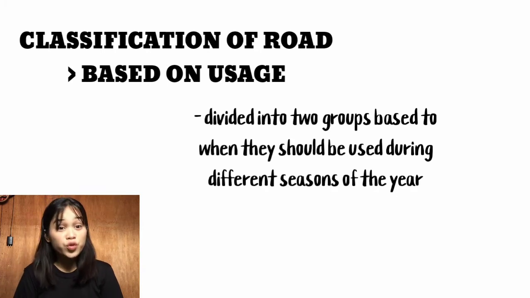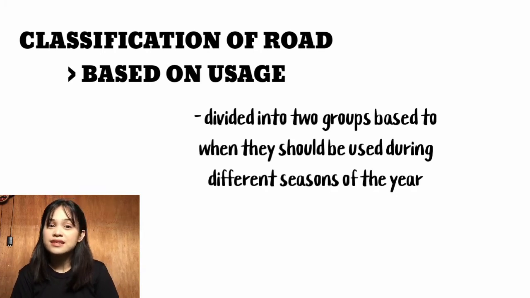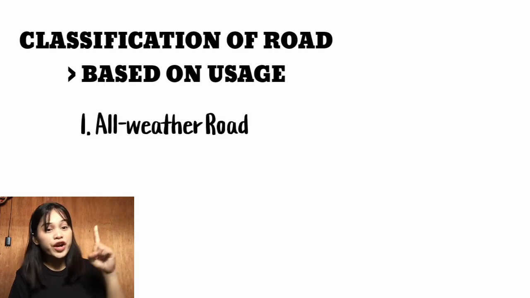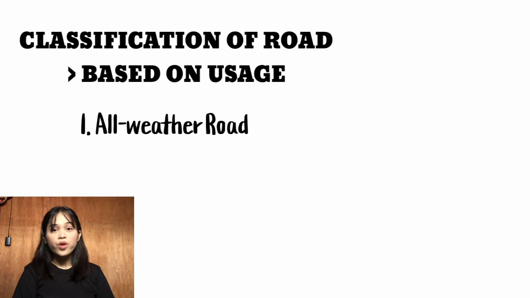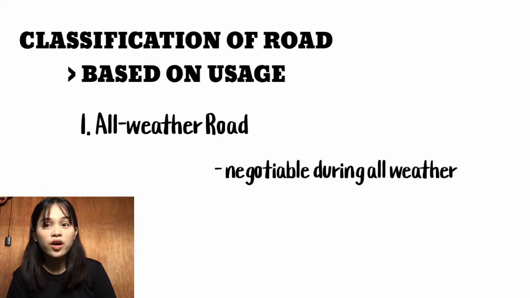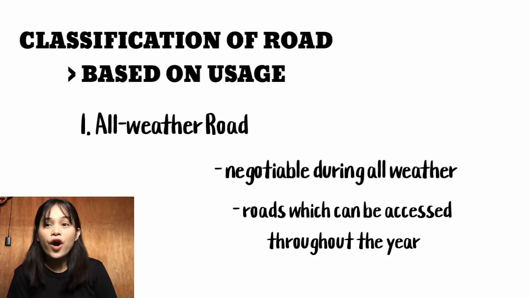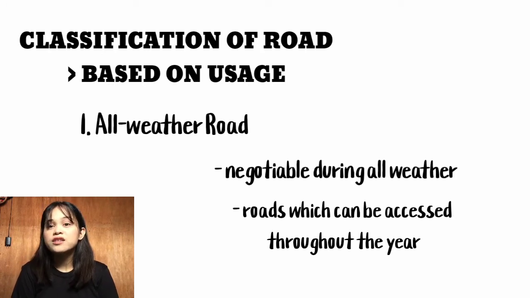The various types of roads are divided into two groups based on when they should be used during different seasons of the year. First is the all-weather road. All-weather roads are those which are negotiable during all weather except at major river crossings, where interruption to traffic is permissible up to a certain extent.